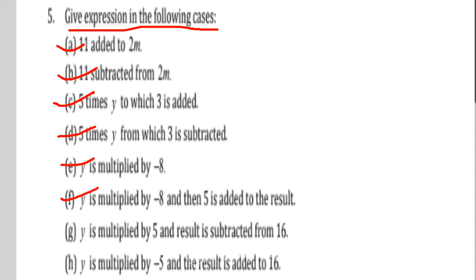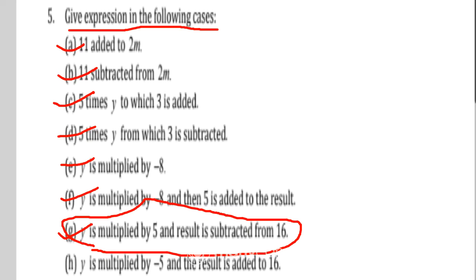And F part is y is multiplied by minus 8 and then 5 is added to the result. And G part, y is multiplied by 5 and the result is subtracted from 16. And the H part, y is multiplied by minus 5 and the result is added to 16. So students, let's see how to solve it.